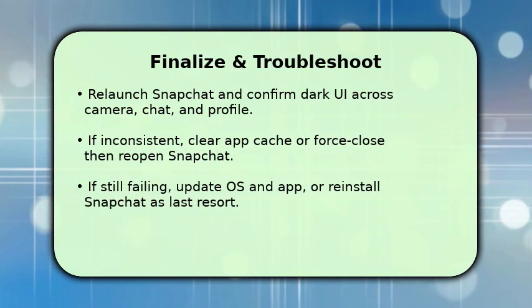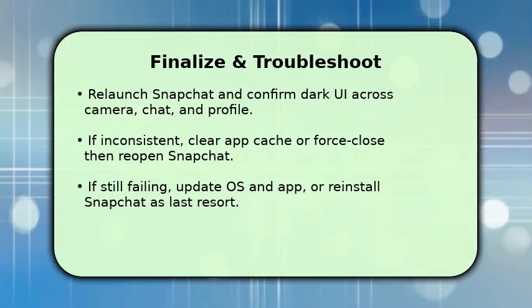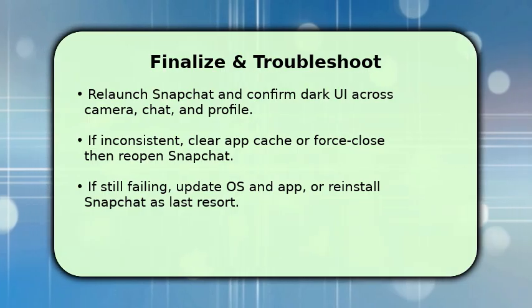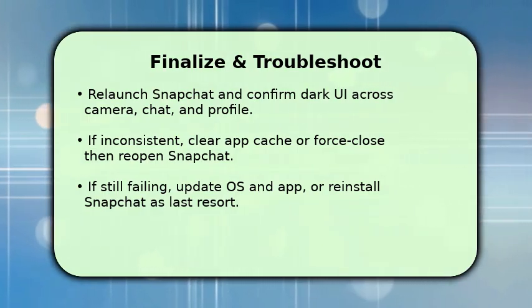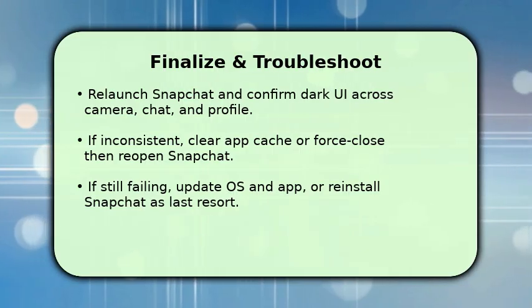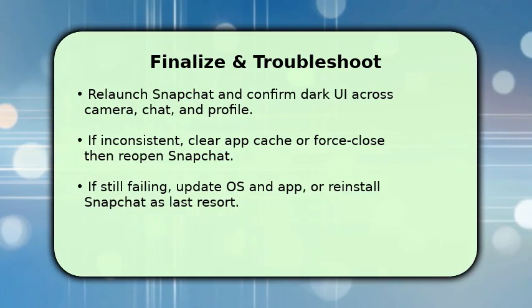Finish by checking all main screens. Camera, chat, and profile should show dark backgrounds and adjusted icons. If parts remain light, clear Snapchat's cache in settings or force close the app and reopen it. This often resolves theme inconsistencies.